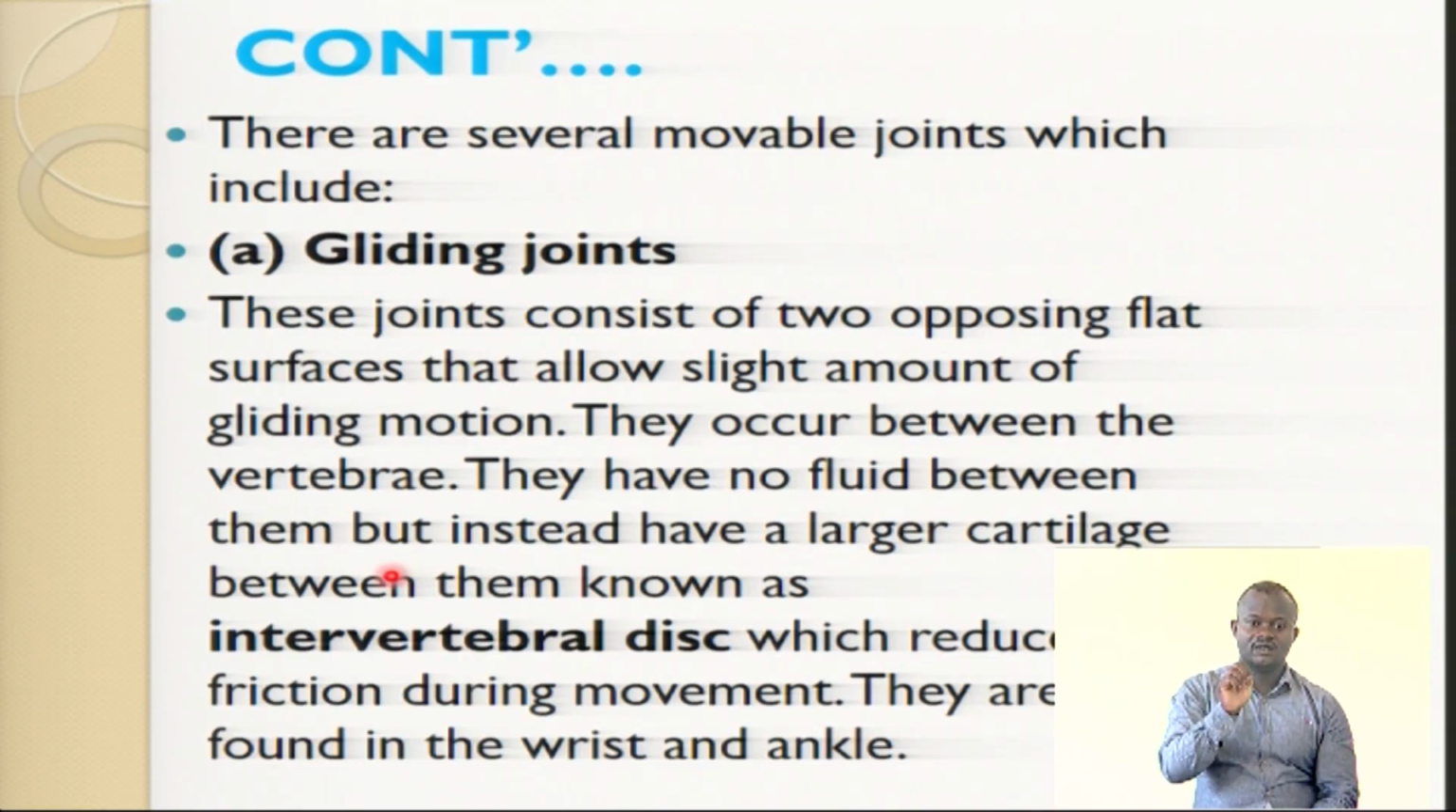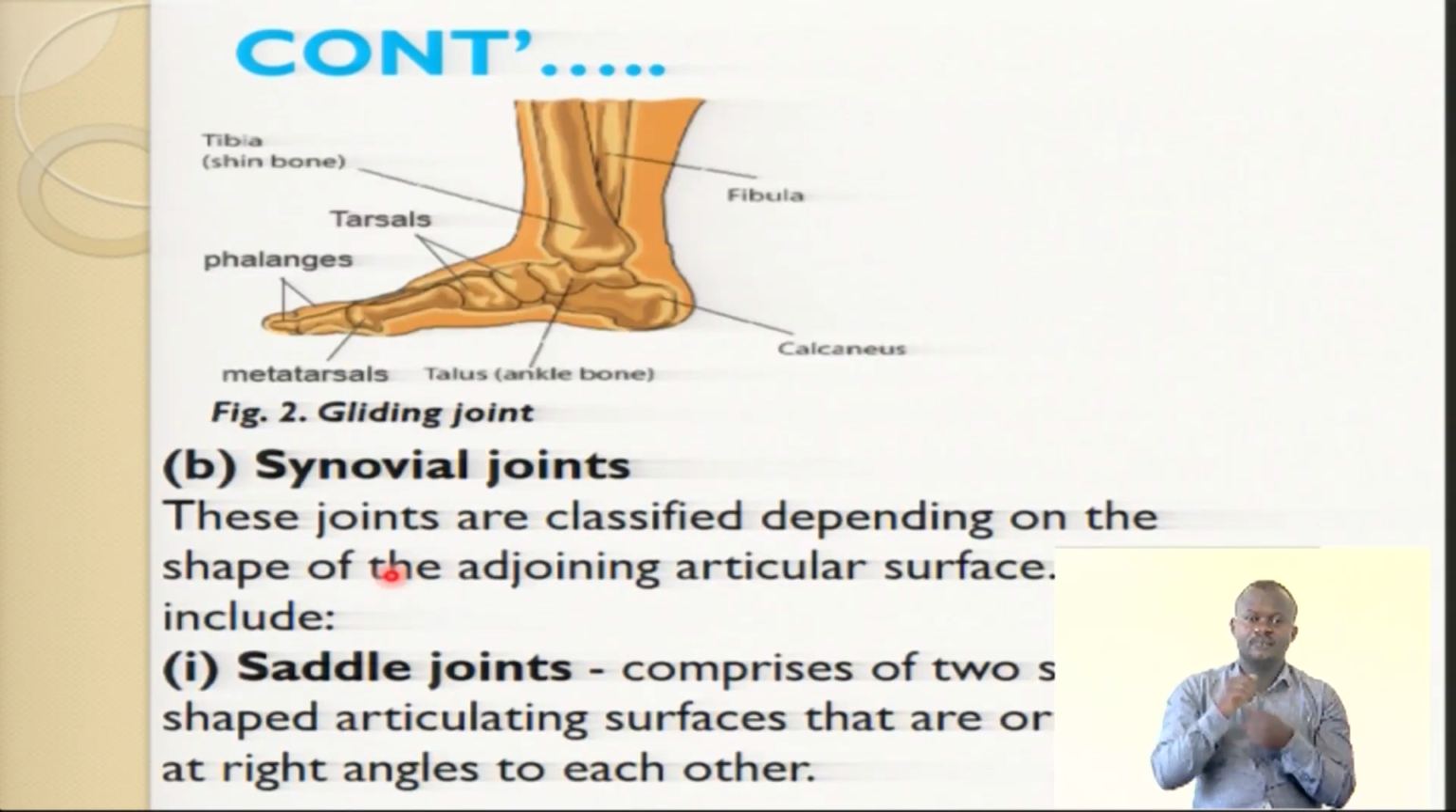They have no fluid between them, but instead they have larger cartilages between them. We have what we call vertebral discs, which reduce friction during movement. They are also found in wrists and ankles. When we talk about wrists and ankles, take an example, we have this diagram.